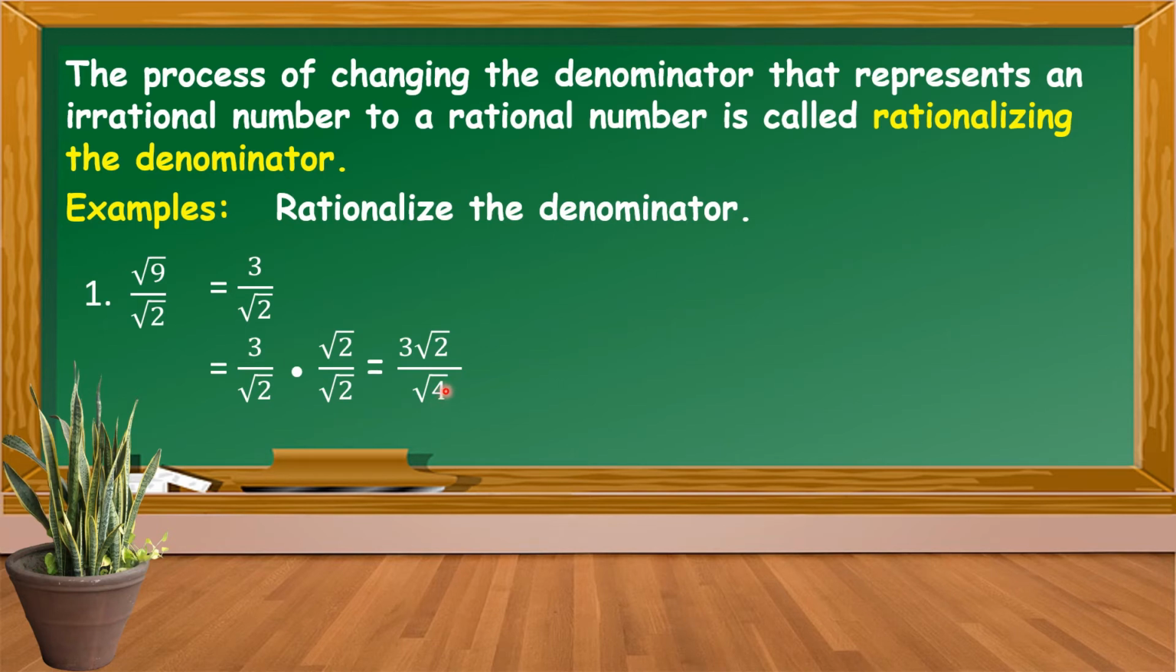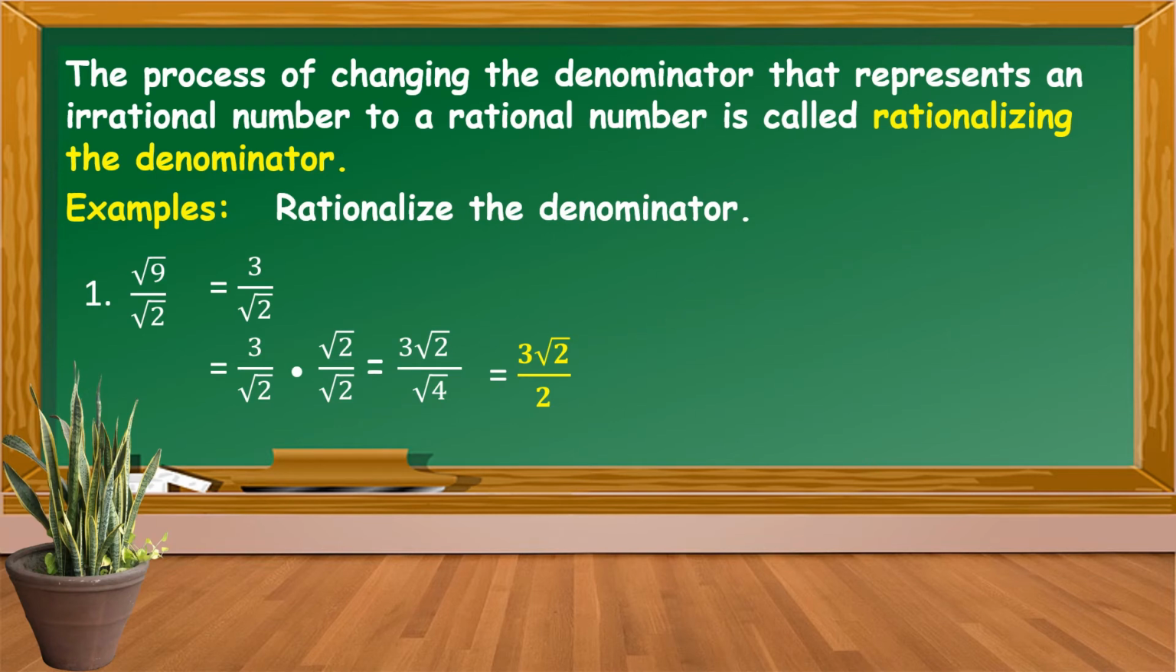Diba? And then, our final answer is 3 square root of 2. Since ang numerator natin hindi na siya ma-simplify, kopyahin na lang. Then, ang square root ng 4 is 2. And this is our final answer over 2. So, nawala na yung radical sa denominator. And this is considered as the simplified form.